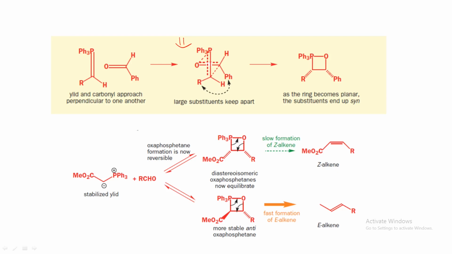So this is the stable one, the stable transition state, or you can say stable approach, or favorable approach. And another approach would be here, R, right?